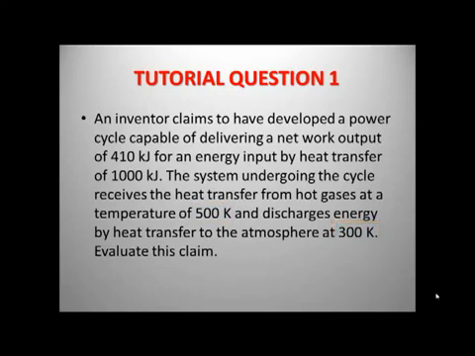Evaluate this claim. Now, the question is asking us to verify a claim that an inventor has made. The inventor is saying that he has developed a system that can take in 1000 kilojoules of heat and give a work output of 410, but the system is operating between a heat sink of 300 and a heat source of 500. And so with this information, we are going to verify whether it is possible to have such a system.